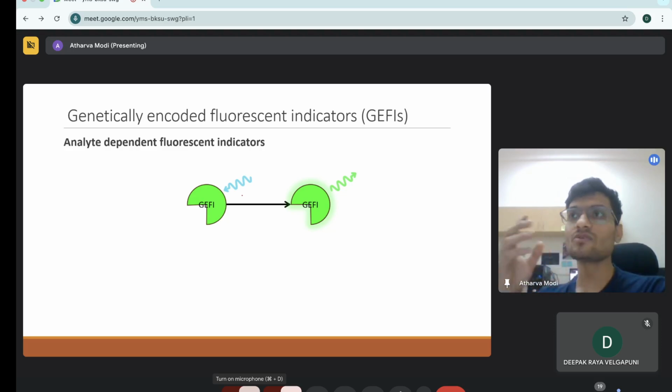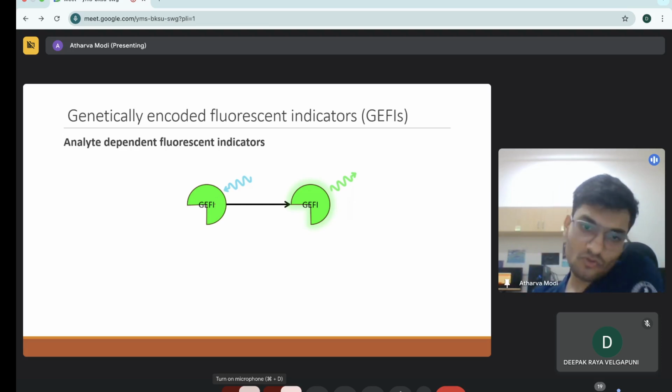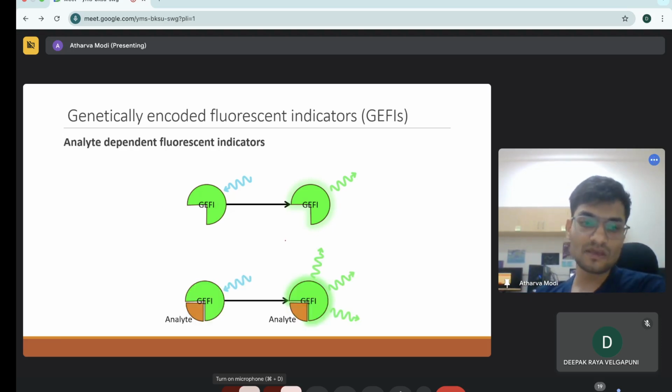So let's say you want to measure some concentration of some ligand, or let's say a neurotransmitter, dopamine, inside the brain. What you want from this genetically encoded fluorescent indicator is that in the presence of the analyte, the analyte can bind to this particular indicator, and now this indicator fluoresces much more than it does without the analyte, right?